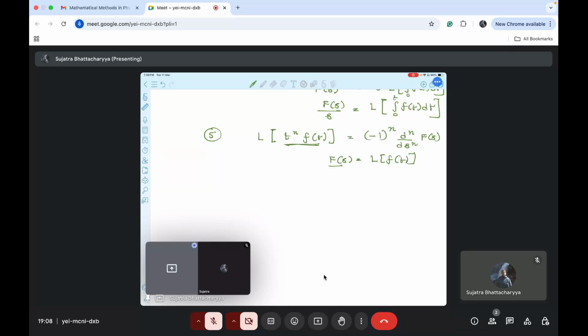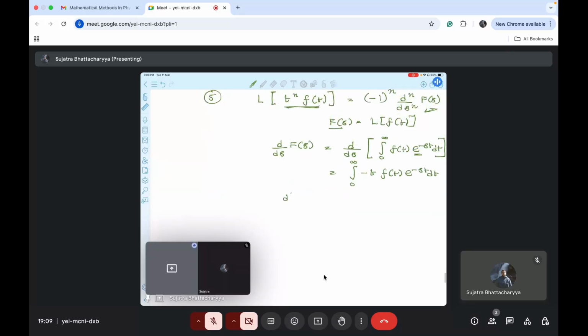So how will you prove this? We'll start from here. d/ds of F(s) is what? d/ds of the Laplace transform, the integral from 0 to infinity of f of t e to the power minus st dt, right? Differentiating with respect to s, the first time, inside the integral from 0 to infinity you will get minus t, f(t) of course, e to the power minus st as it is, dt.